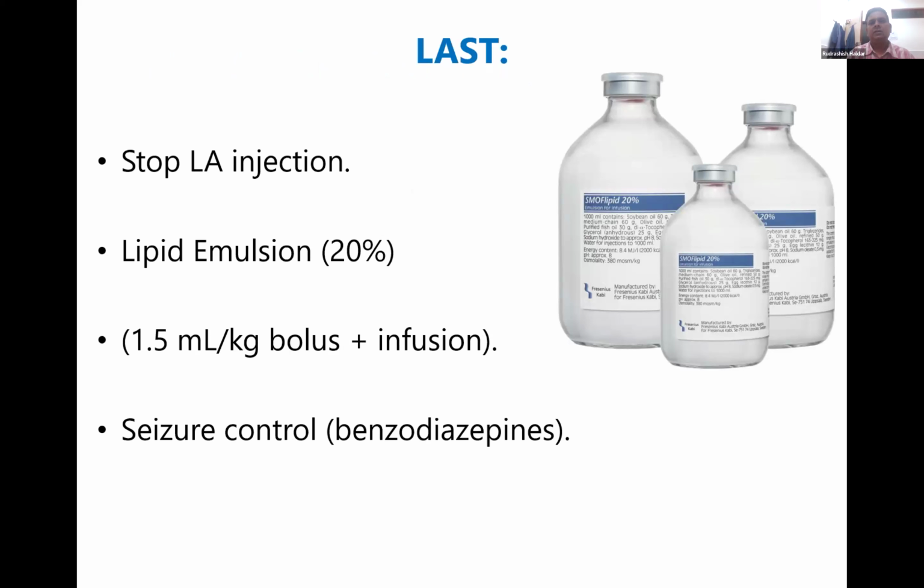And then comes the local anesthetic systemic toxicity, and the patient may present as seizure, or there may be hemodynamic instability, bradycardia or tachycardia. The first step is to stop the LA injection, and mostly local anesthetic systemic toxicity happens within 15 to 20 minutes after the scalp block. And then we have to give lipid emulsion and seizure control.